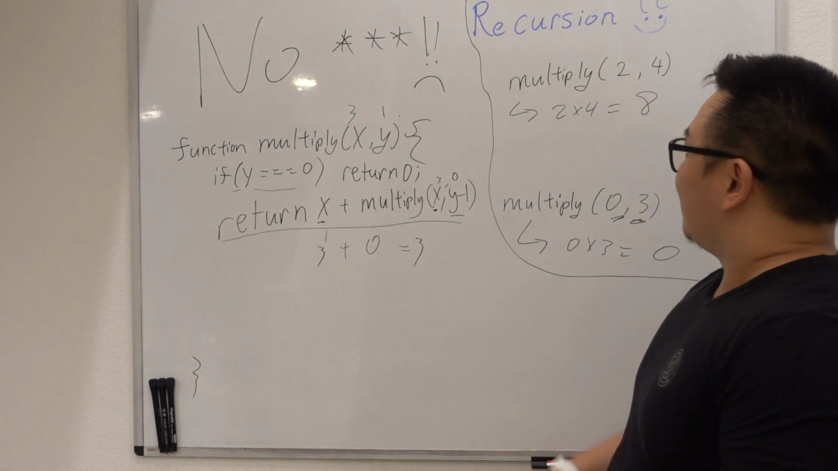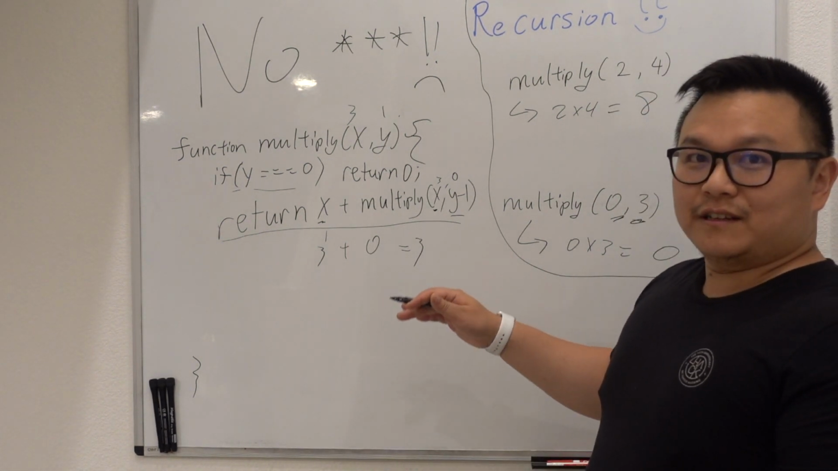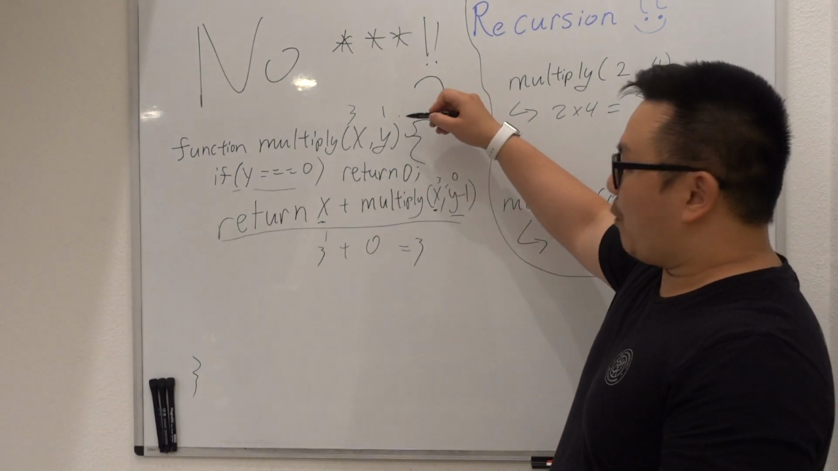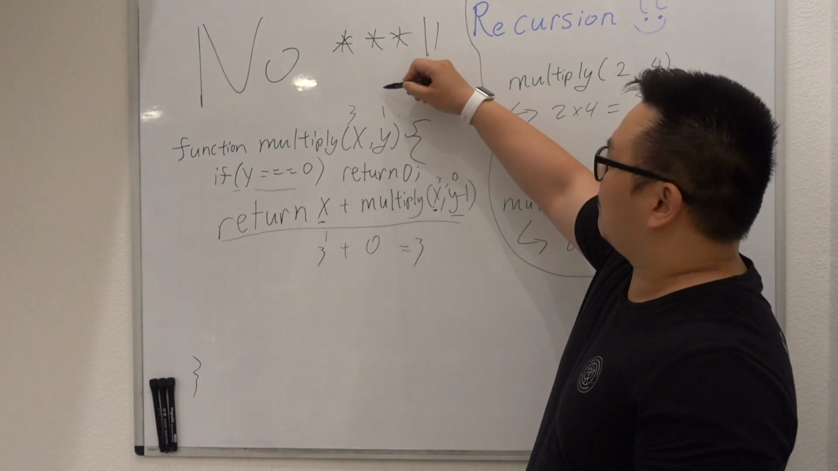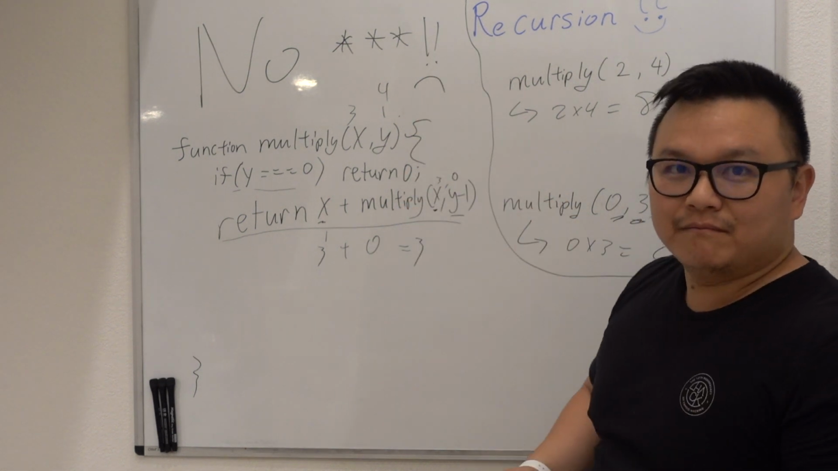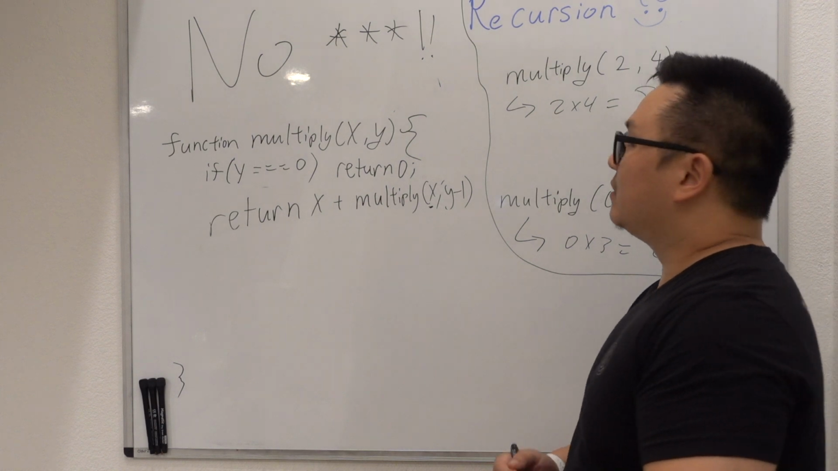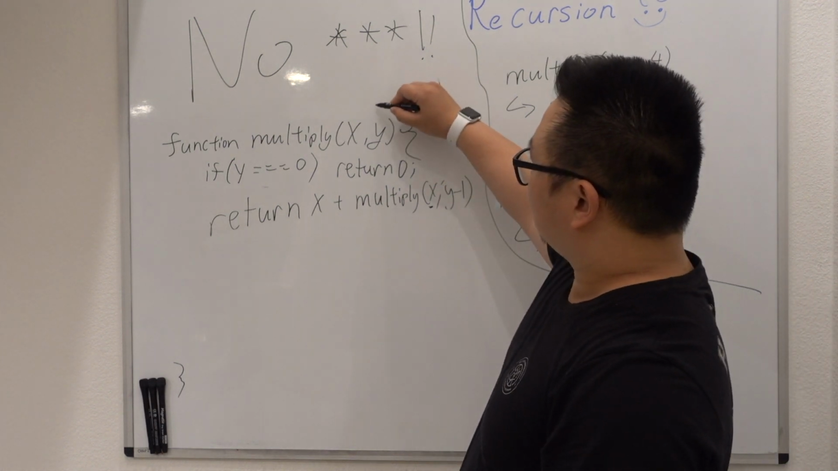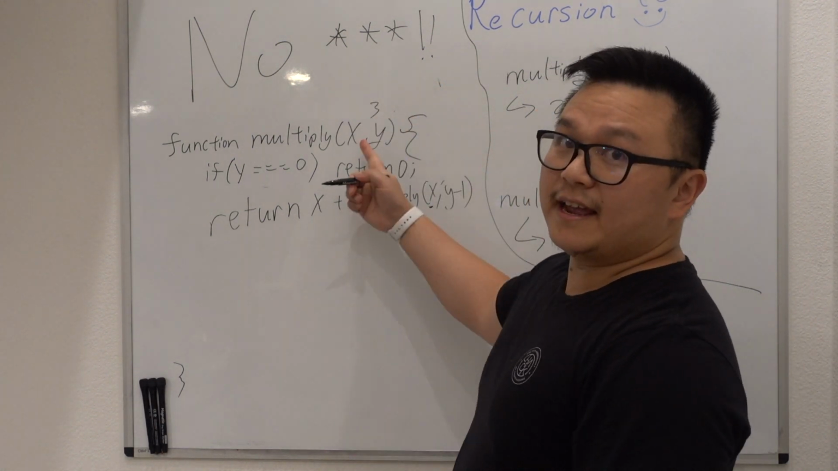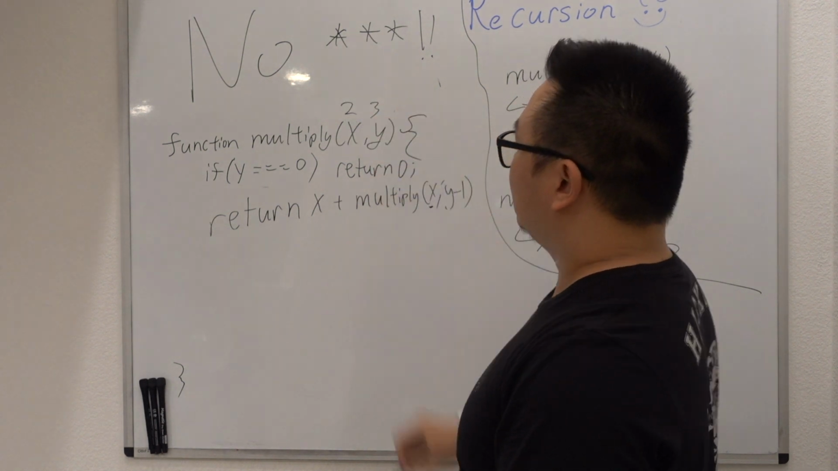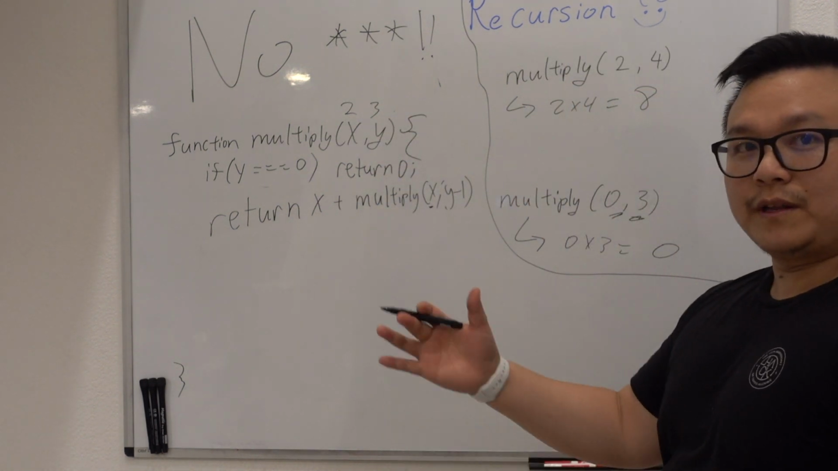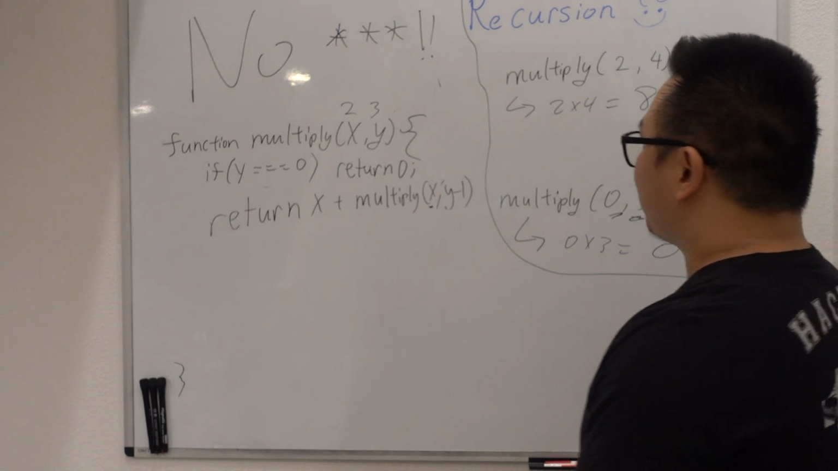Fantastic. So let's do another input that is not 1, like y is equal to 4, maybe something not 1. Alright, let's look at another example. y is equal to, let's say, 3, and then x is equal to 2. So let's go back to the concept of the call stack. What is the call stack?